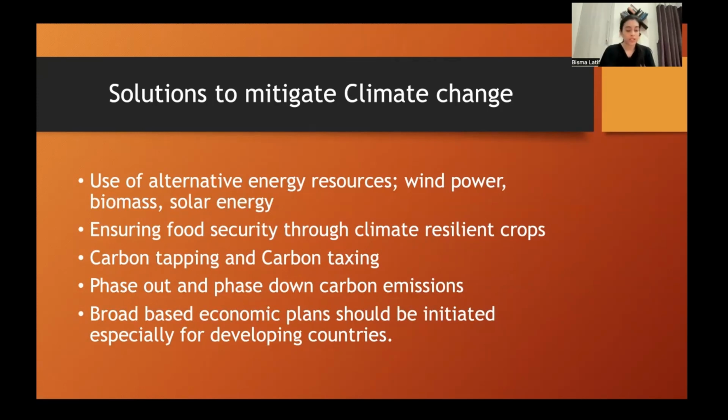Carbon tapping and taxing means that, for example, China is allowed 20% of emissions in 6 months. If they exceed 20%, their emissions will be taxed. So that would be a negative point for their economy. Similarly, carbon tapping means that the carbon emissions you are releasing, you move them back and use that as a fuel to fuel your industries. Phase out and phase down carbon emissions. Broad-based economic plans should be initiated, especially for developing countries.